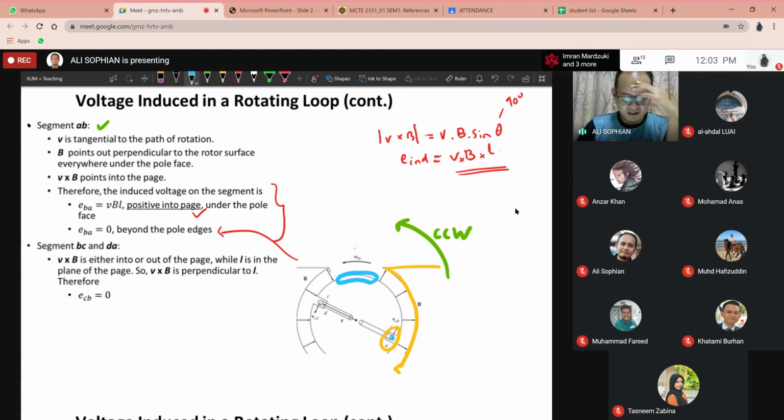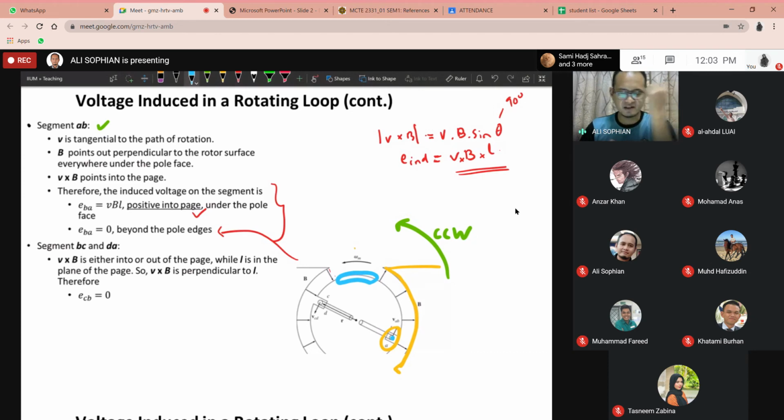Right. We'll see the plot later on, but basically, we can simplify. We can just assume that there are two values for VBA, depending on the position of the segment, either VBL or 0. Right. Okay. So this is the first segment done.